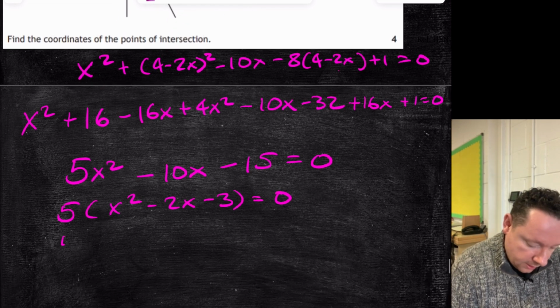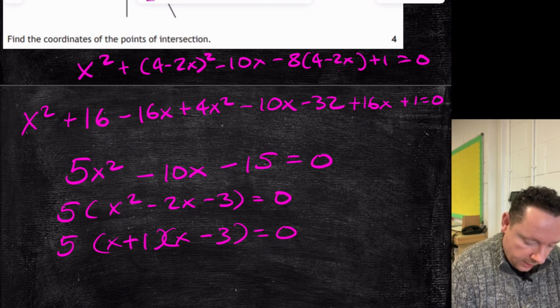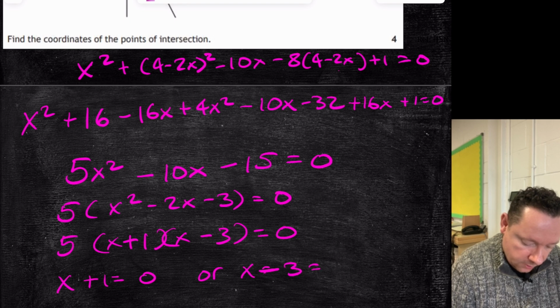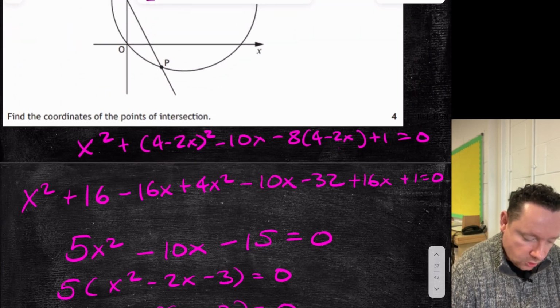Well, it does factorize. We've got x and x, 3 and 1, minus 3 plus 1 is minus 2. So that gives me that x plus 1 equals 0, or x minus 3 equals 0. So that means that x is equal to minus 1, or x is equal to 3. There's our two x's. Now we just use the original y equation.